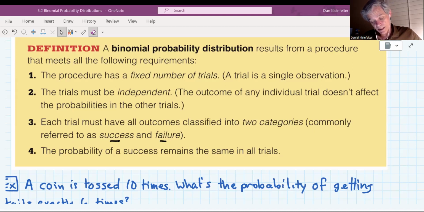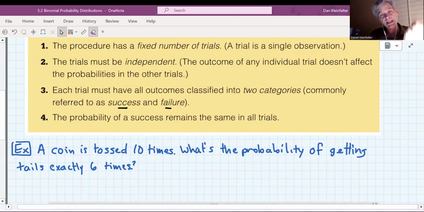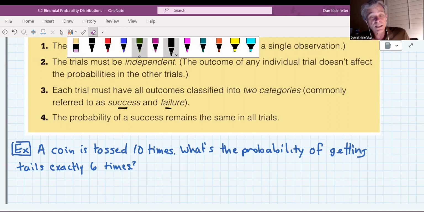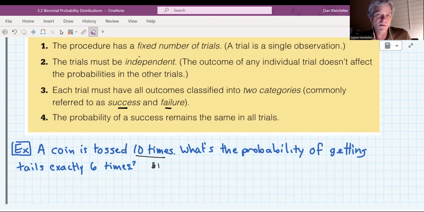Let's take a look at some examples. First of all, we're going to toss a coin 10 times. And remember, in our course, we assume that all of our coins are fair and all our dice are fair, unless we're told otherwise. We want to know the probability of getting tails exactly 6 times. We want to know, first of all, does this meet all the 4 requirements for a binomial experiment? There are a fixed number of trials. We're tossing the coin 10 times. And that's it. So this meets number 1.